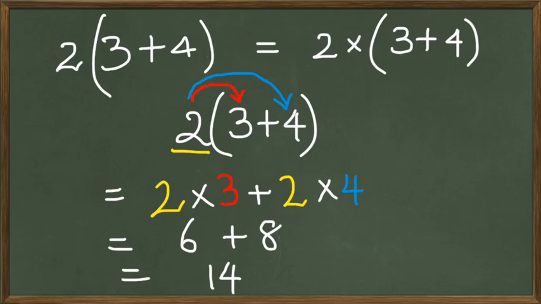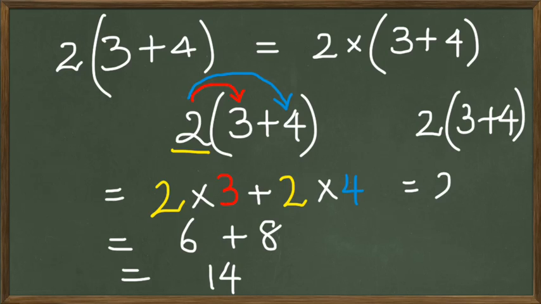Now, the other way of doing this, we could have done 3 plus 4 first, which would have given us 2 multiplied by 7, which equals 14. And as you can see, both answers are the same. So this whole process of removing brackets is called the distributive law, and the way we remove the brackets is to multiply by the number outside of the bracket.